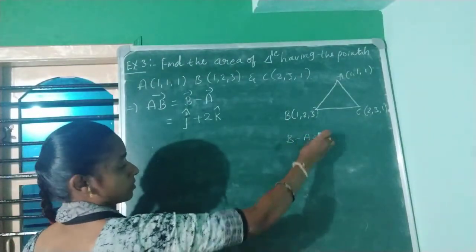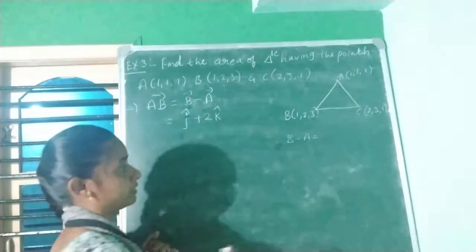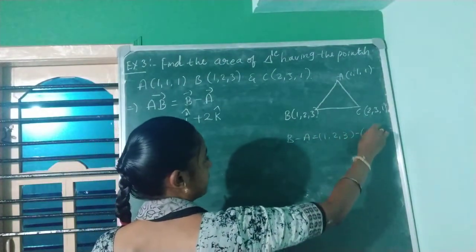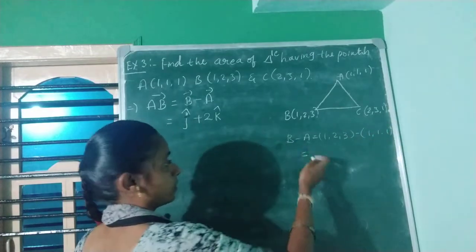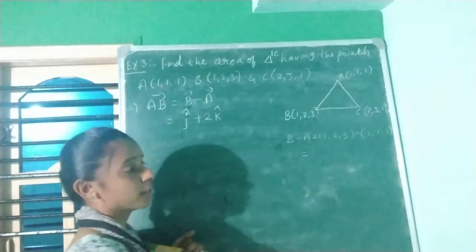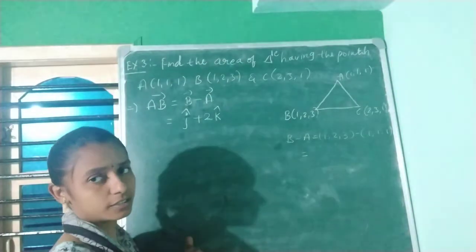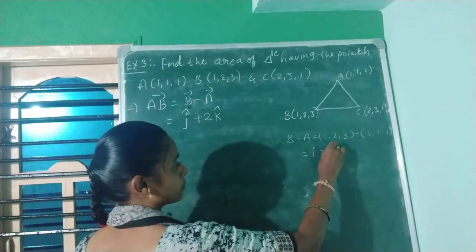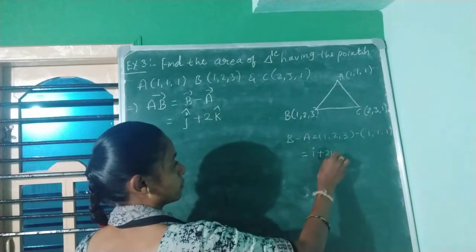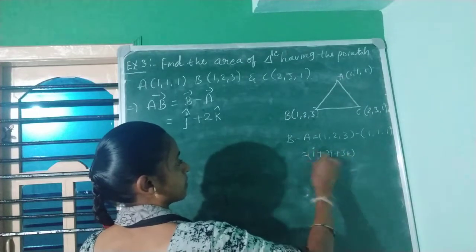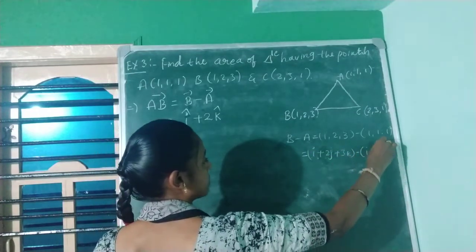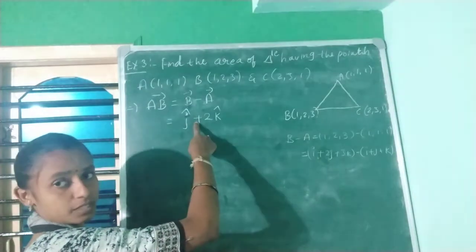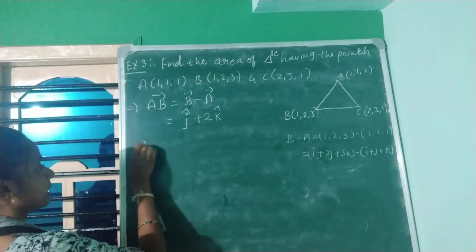B minus A, the vector joining 2 points. B is 1, 2, 3, then minus A is 1, 1, 1. To get the vector, for all the 3 points, you just add the ijk components. This is i plus 2j plus 3k. Next is minus, i plus j plus k. We just subtract now, then you will get this. Is it clear? Next, I need AC.